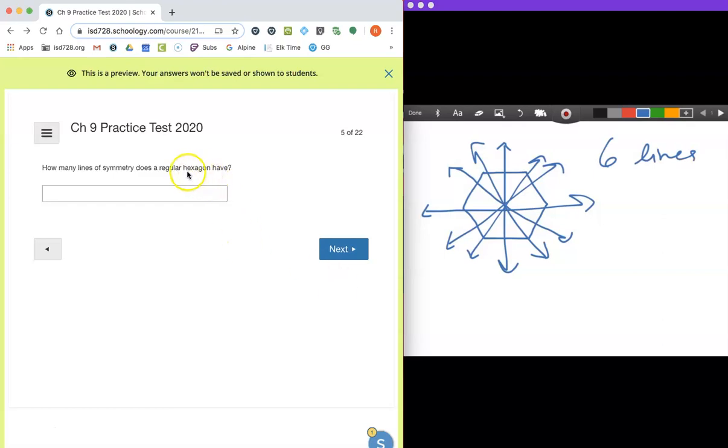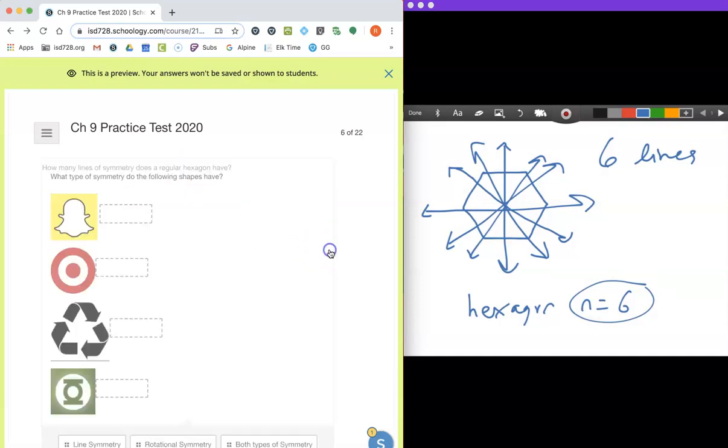Well, the key wasn't to draw it. The key was to know how many sides that has. A hexagon, n = 6. Whatever this number is going to be the number of lines of symmetry that that shape will have. So if it says regular triangle tomorrow, the answer would be 3.